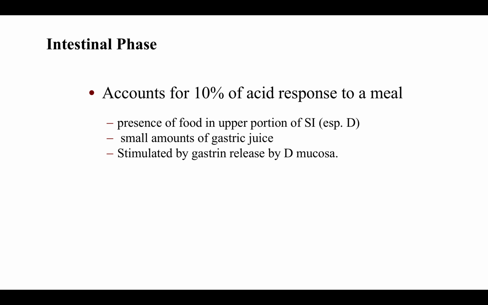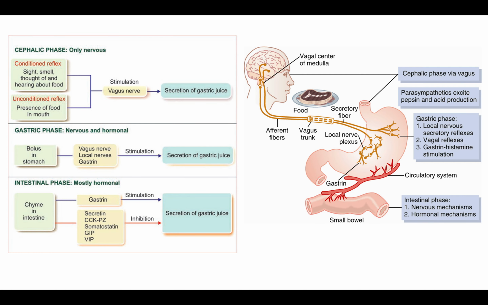The third phase, or the last phase of gastric acid secretion, is the intestinal phase, and this is responsible for about 10% of acid secretion in response to the meal. This phase is stimulated by the presence of food in the duodenum, and small amounts of gastric juice are secreted. It is mainly stimulated by the hormone gastrin, which is secreted by the duodenal mucosa.